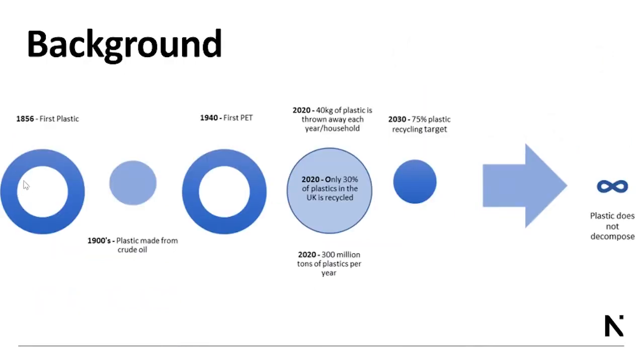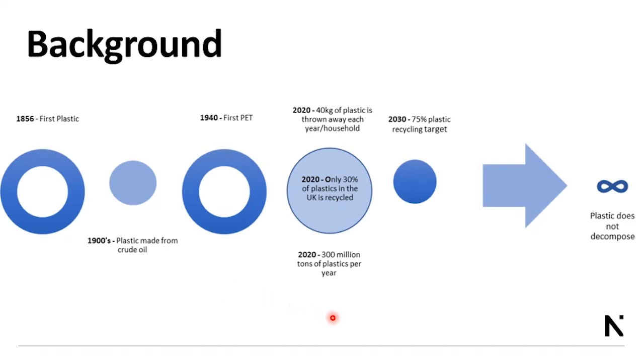Plastic was first invented in the 1800s by an English guy called Alexander Parkes, and it was made from plant fibers. Then in the early 1900s, the first plastic made from crude oil was created, which is what plastic is made from today. And in 1940, the first PET plastic was made, which is what water bottles are made from.